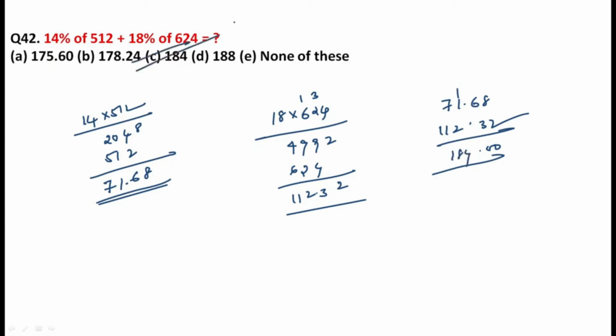184, 184. 86% of 119, 63% of 117 is the same way. Faster in the calculation. So 6 nines are 54, 5 here. 6 ones are 6, 6 plus 5 is equal to 11. 6 ones are 6, 6 plus 1 is equal to 7.